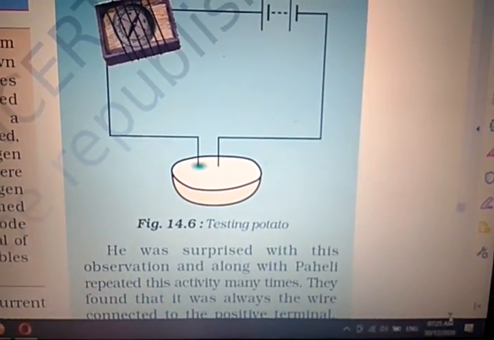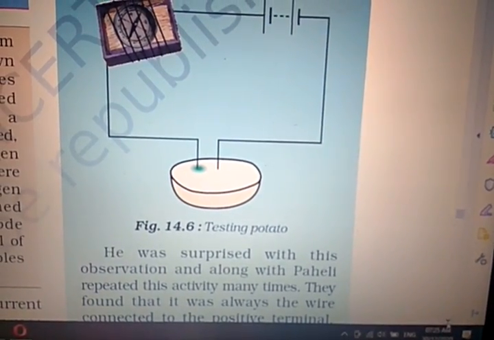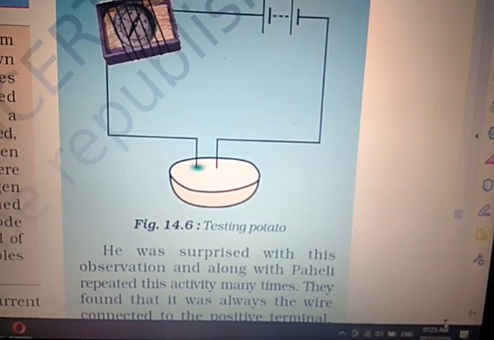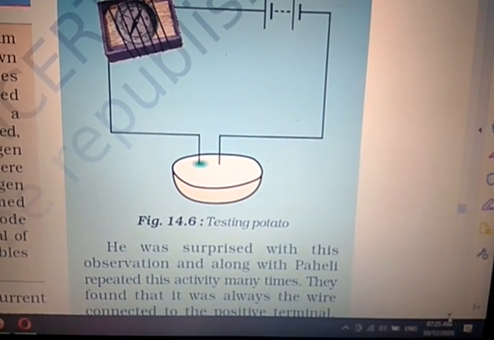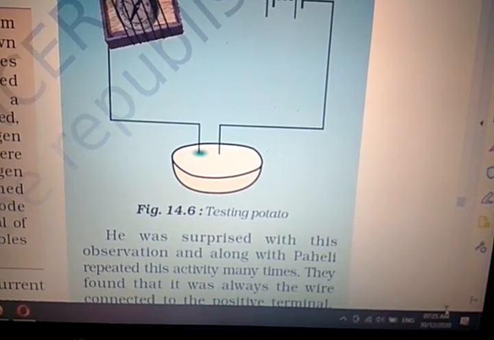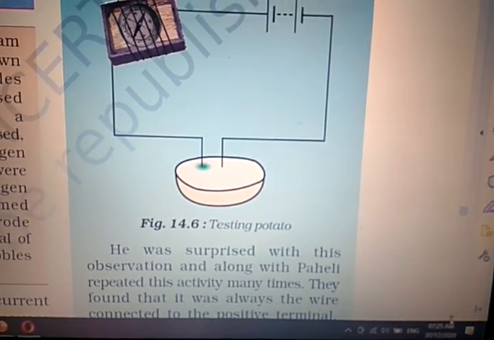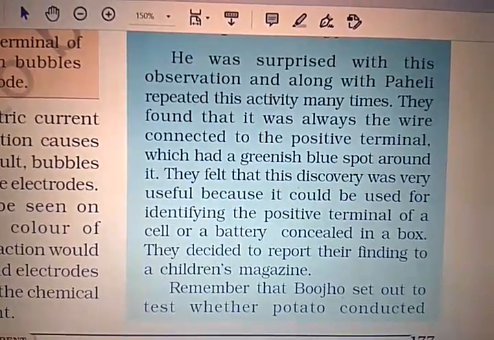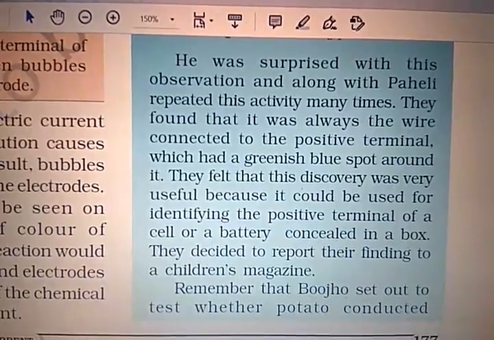So he was surprised with this observation, and along with Paheli repeated this activity many times. They found that it was always the wire connected to the positive terminal which had a greenish blue spot around it.